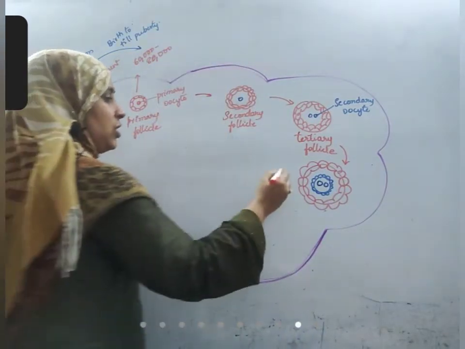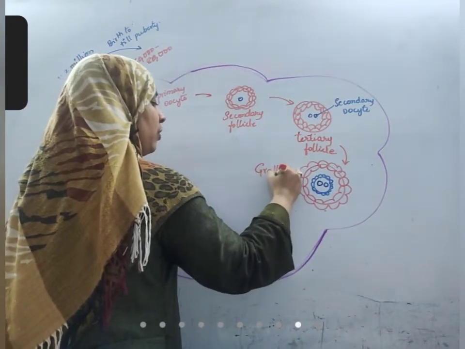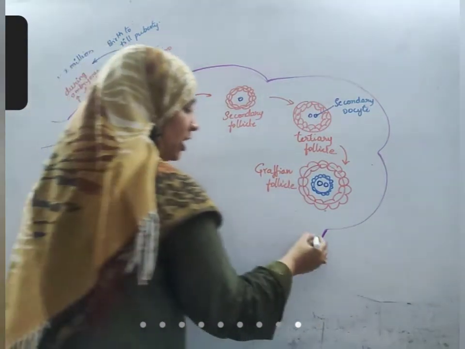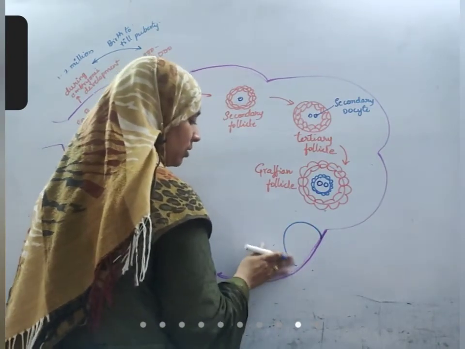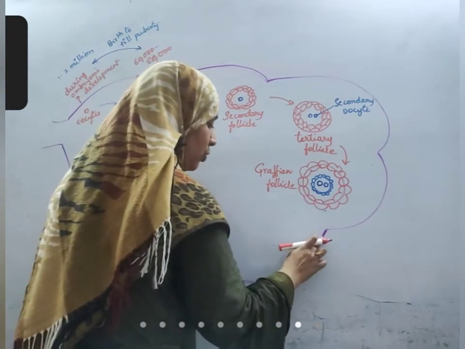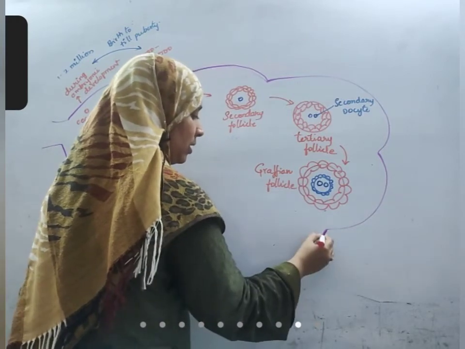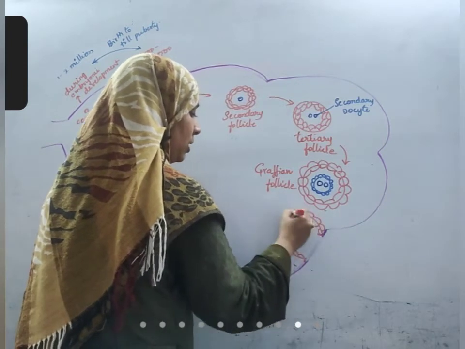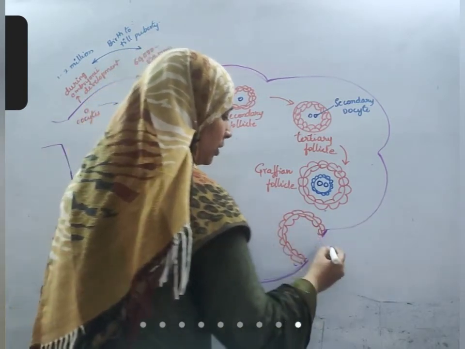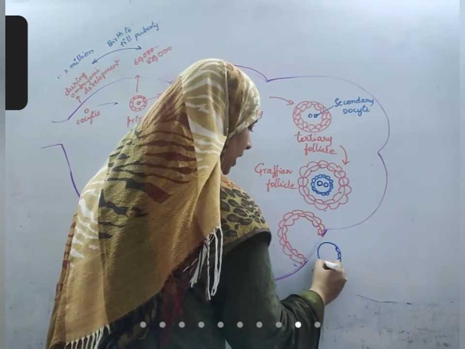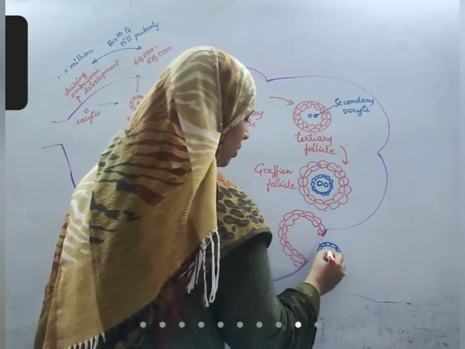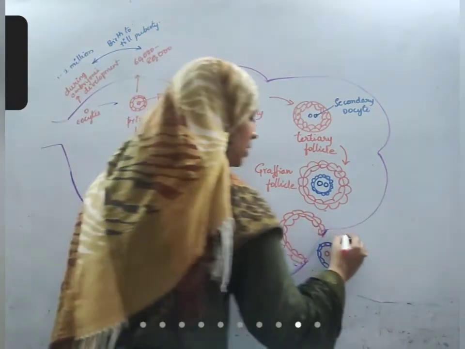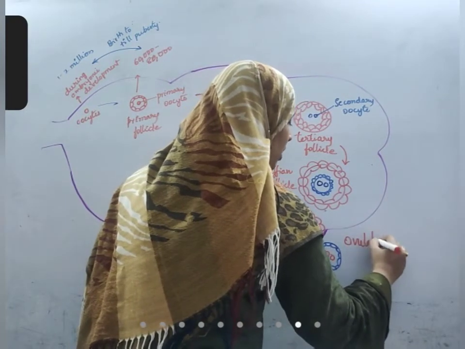At this stage it is called the Graafian follicle. And after that, the Graafian follicle reaches the border of the ovary. This is the inner theca, this is the outer theca. And now this zona pellucida and this secondary oocyte are released outside, and this process is called ovulation.